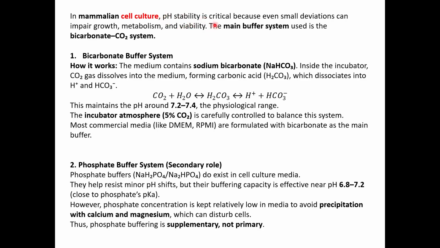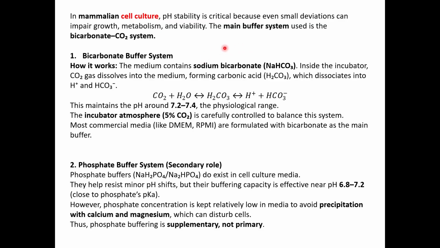pH stability is critical because even small deviations can impair the growth, metabolism, and viability of the cells. And any changes in these parameters will definitely impact on the experiment that you have planned with your cells. So, the proper health of the cell is very important. The main buffer system used for this is bicarbonate CO2 system. So the buffer system is a combination of a component that is present in the media, which is sodium bicarbonate, and the CO2 gas that will be supplied to the incubator.